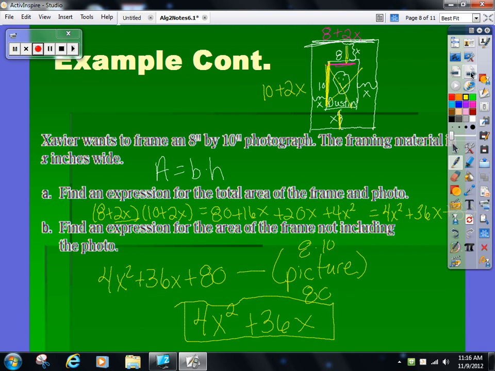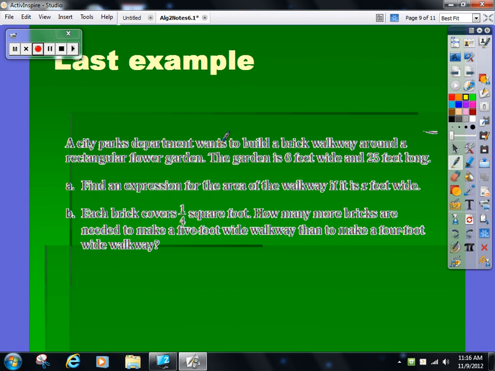You will see those again, so make sure you pay attention. Okay, last example. I hate how you can't read it very well.